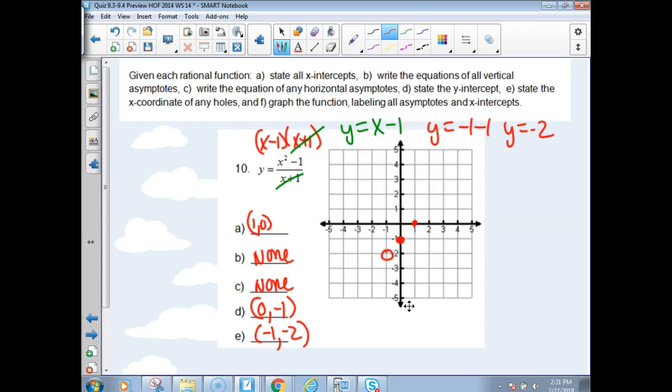Now, that line was y equals x minus 1. It is linear. It has a y-intercept of negative 1 and a slope of 1. So I can just make some more points. Up 1, right 1. Down 1, left 1. And graph the line.